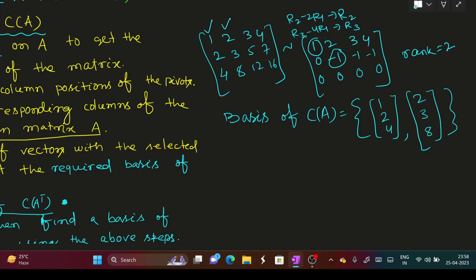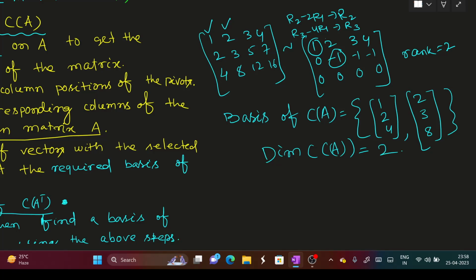So what is the dimension of C of A? It is the rank, or the number of vectors in the basis, but the best method is the rank method. If only the dimension is asked, then you should go for rank. If basis and dimension both are asked, then we should find the basis and calculate the dimension from the basis. So what is the dimension of the column space of A? In this case, it is 2.